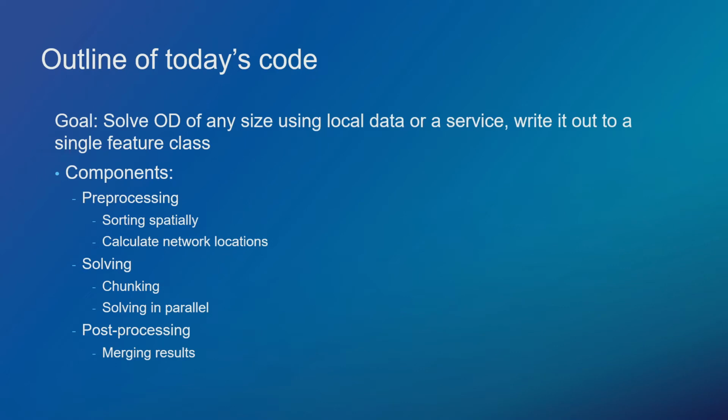So I'm going to hand this over to Dilesh to talk about some code, but first let me give you an outline of what the code's going to show. Remember, the goal of today is to solve an OD cost matrix of any size using either local data or a service, and then write out the results to a single feature class. The script has a couple of key parts. First, there's a pre-processing section where we're going to sort the data spatially and calculate those network location fields. Then we're going to solve the problem by chunking it up and solving it in parallel using concurrent futures. And then we'll post-process those results so that we can write them all out to the same feature class.